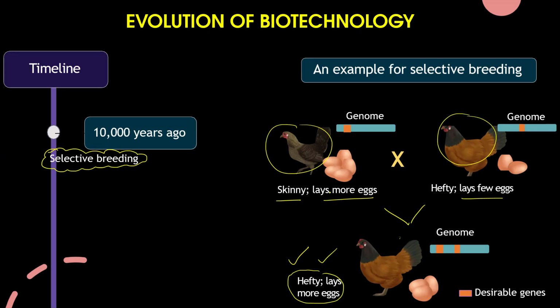So what is the desirable character here? Laying more eggs, and being hefty. So I'll be getting both desirable genes within this organism. There are still chances, there's also the possibility that a chicken will be born which is skinny and lays few eggs. That can be a possibility. But I'm modifying the genome here. I'll tell you how we modify the genome in the next session. Right now, just remember we take the desirable characters from both hens and make a new hen that has both characteristics. That we call selective breeding.